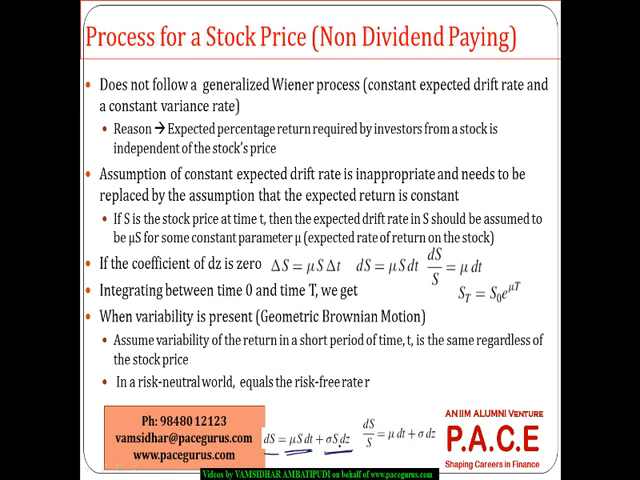So again I can bring dS by S is mu dt plus sigma dz. So dS by S will follow a generalized Wiener process. Right? If you see this, dS by S is following a generalized Wiener process, not the dS. So that is the property of the geometric Brownian motion. And in a risk neutral world, we will talk about the risk-free rate itself.